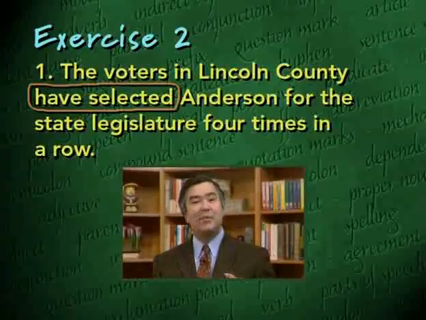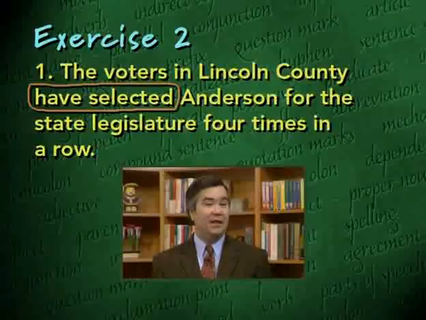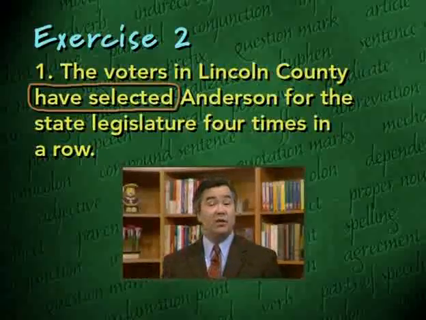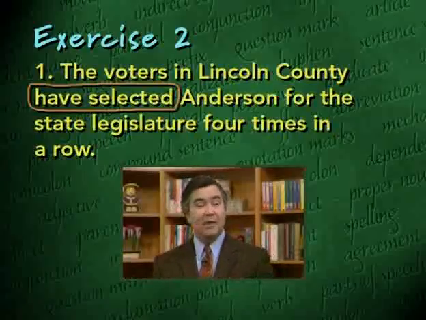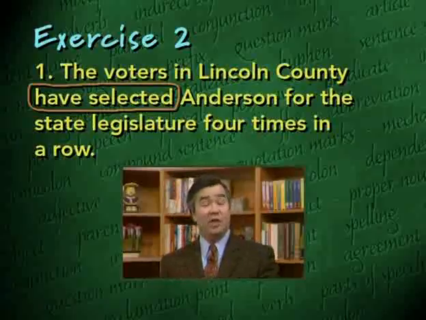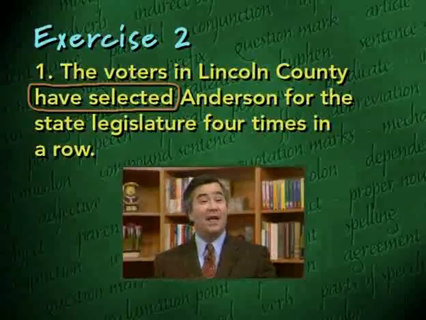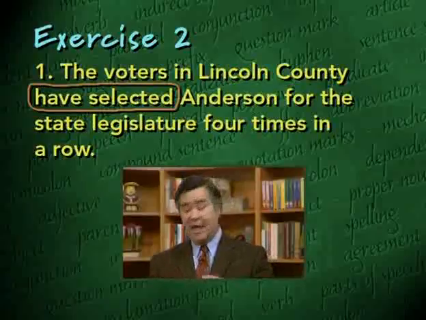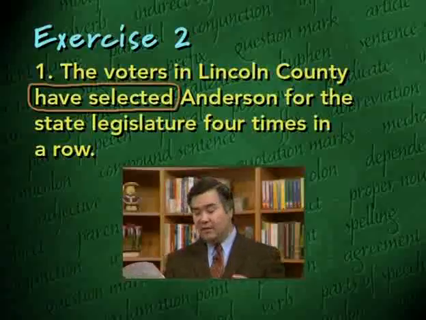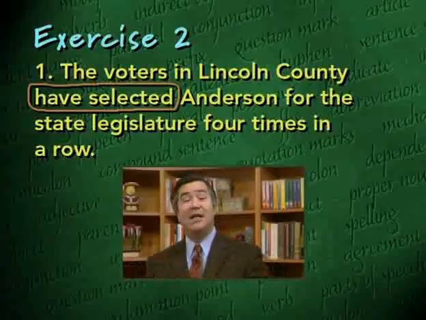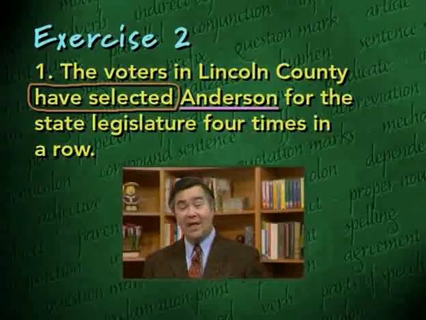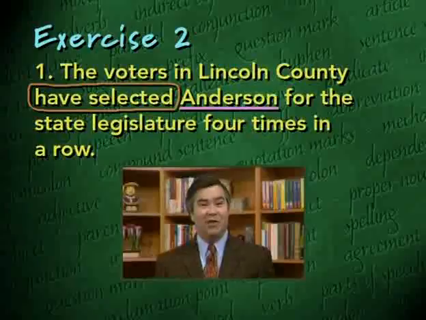What is the subject of the verb have selected? That is, who or what is doing the selecting? The answer is the voters. The voters are the ones who have selected. Now, is there any word that receives the action of the verb have selected? That is, is there any word that answers the question what or whom after the verb have selected? Well, the answer is the voters have selected Anderson. Anderson receives the action of the verb have selected, and therefore Anderson is the direct object of the verb in this sentence.